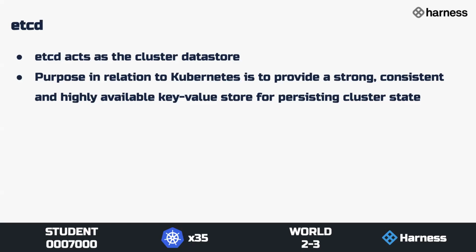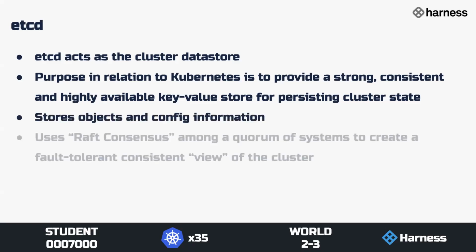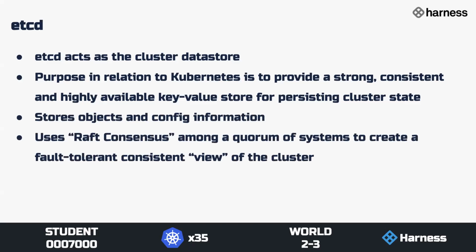So you can literally spin up a brand new cluster. You just use your etcd from one cluster in another cluster, and it'll basically replicate and clone the exact state of the previous cluster. So this is how you can do disaster recovery and high availability with your Kubernetes clusters, by maintaining that etcd and backing it up. It stores all the objects and configuration information, and it uses a raft consensus to make sure there's a fault-tolerant, consistent view of that cluster.